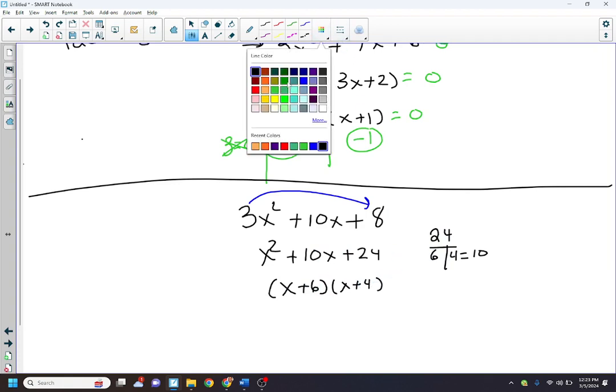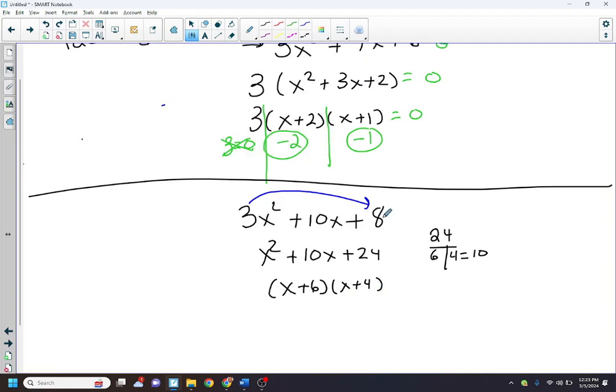The trick in this one, we slid over to borrow the 3. We're going to divide both of them by the number I borrowed. Always divide by the number I borrowed. So in this case, I'm going to divide by 3 and 3. So this one reduces down to x plus 2. Because it reduced down to a whole number, we don't have to do anything special.